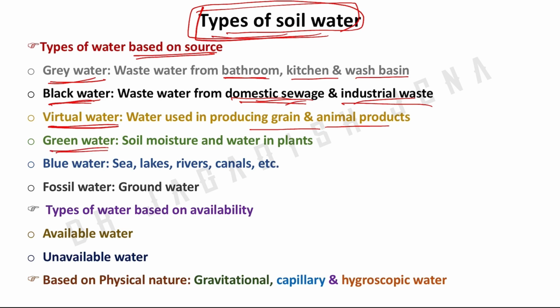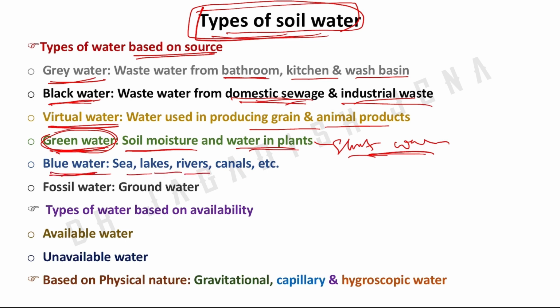Then green water, that is the soil moisture and water in plants. This is also called the salt water cycle. Remember this point: green water is also called the salt water cycle, and this is the water present in soil as soil moisture and water in the plant body. Then blue water, that is the water present in water bodies like sea, lakes, rivers and canals. The water you find in sea, lakes, rivers and canals is called blue water.